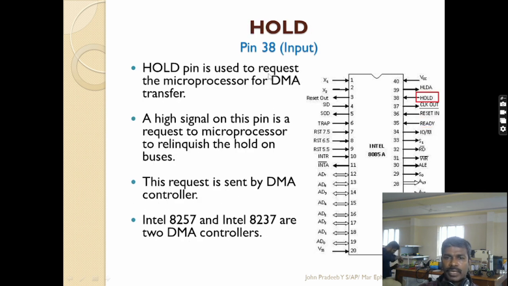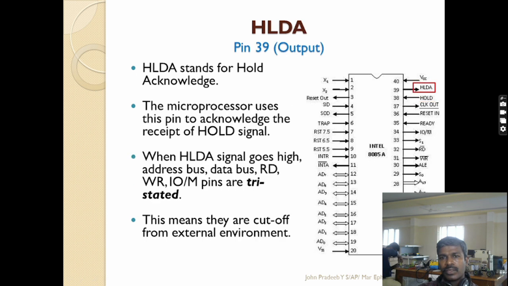Next, HOLD and HLDA, pins 39 and 38. They are used for direct memory access transfer, where data transfer between memory and memory happens without the support of the 8085 microprocessor. HLDA is the hold acknowledgement, which is also used for DMA. It acknowledges the data transfer.